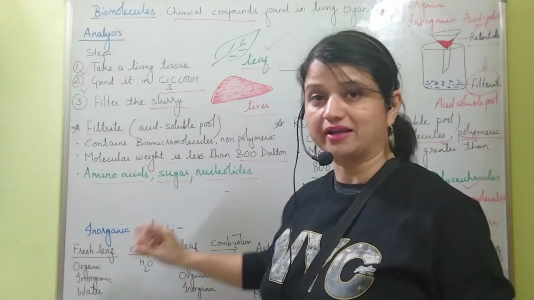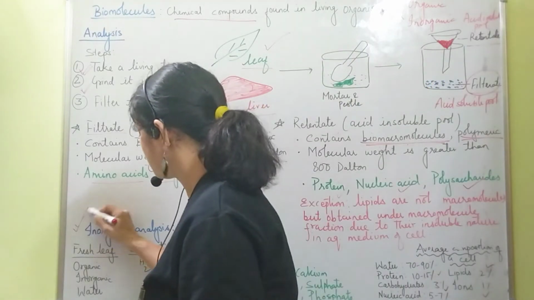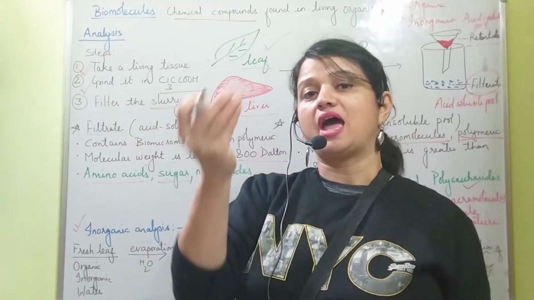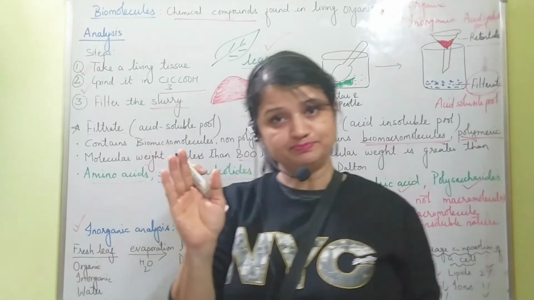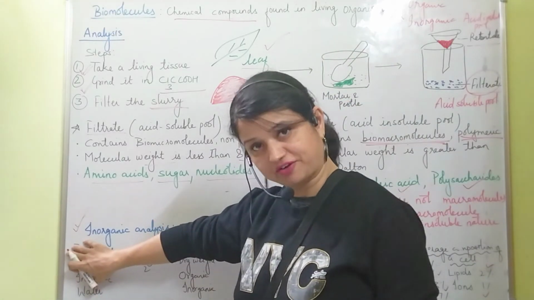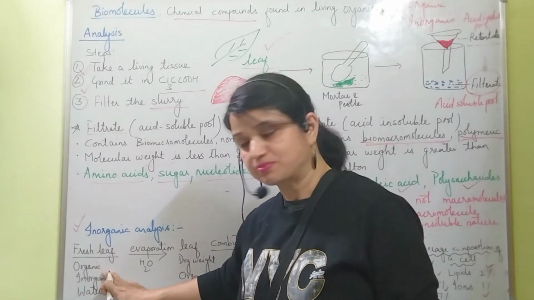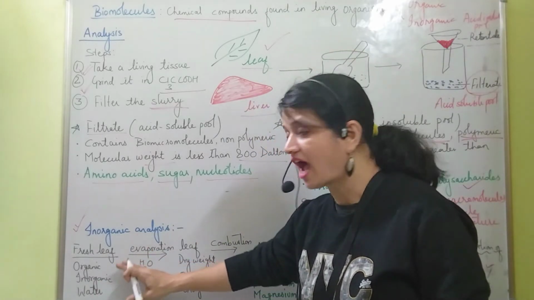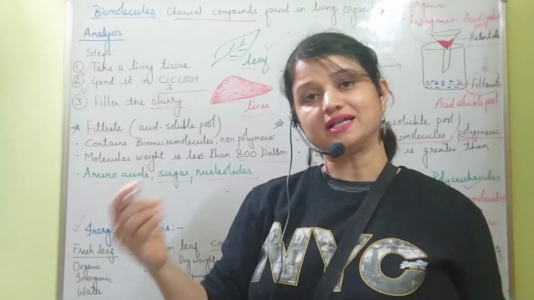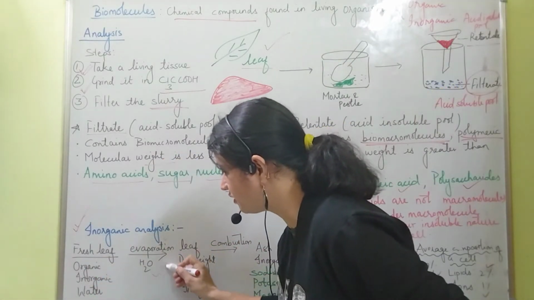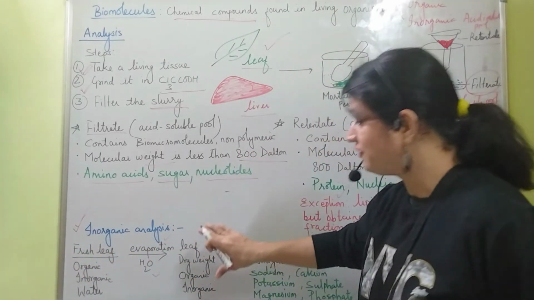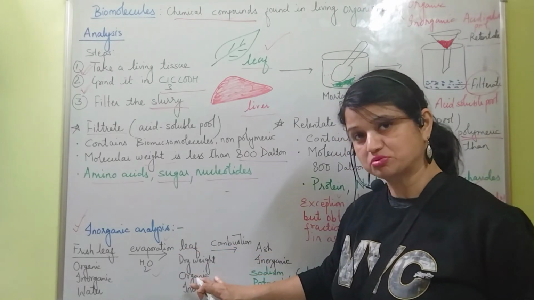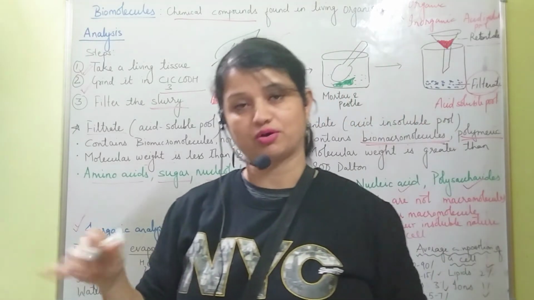Now we will study how to analyze the inorganic substances. First of all, we will take a fresh leaf. When we take the fresh leaf, it has the fresh weight. Clear? Now this leaf contains organic substance, inorganic substance, and water. The second step is that we have to evaporate all the water which is present in that fresh leaf. Now we will have the dry weight of the leaf. In this dry weight we will have only the organic substance and inorganic substance. All the water is lost.